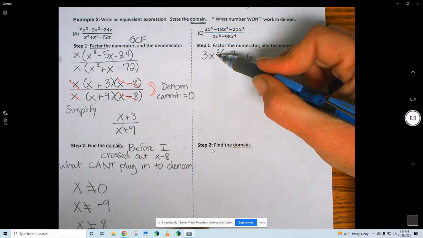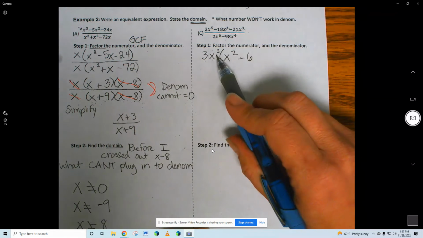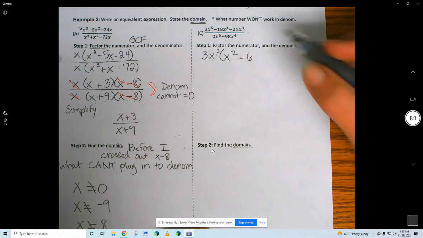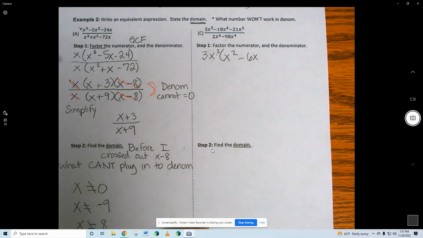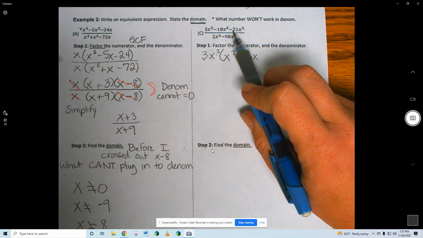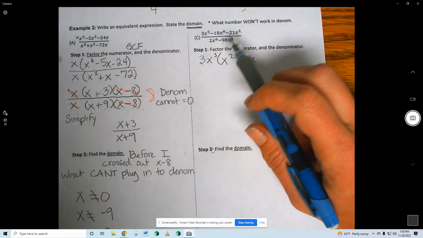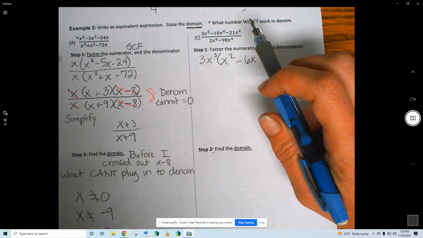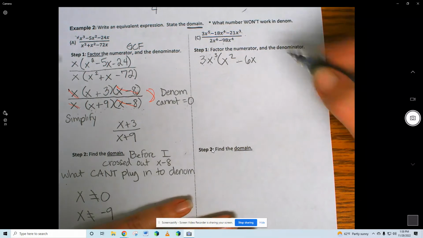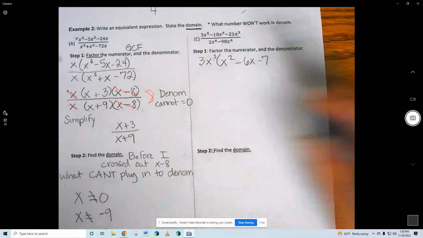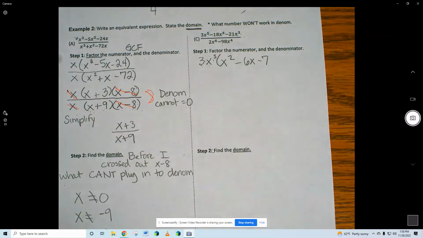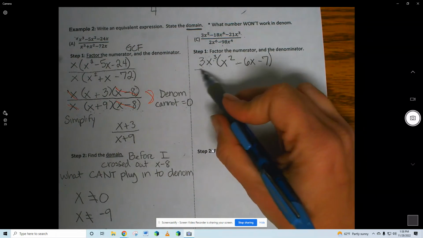How many x's are still remaining? I have x to the 4th. I take out x cubed. There's still x left. Good. Now, negative 21, divide out a positive 3. -7. X cubed, divide out x cubed. Is there anything left? Good. So I am done with my numerator.